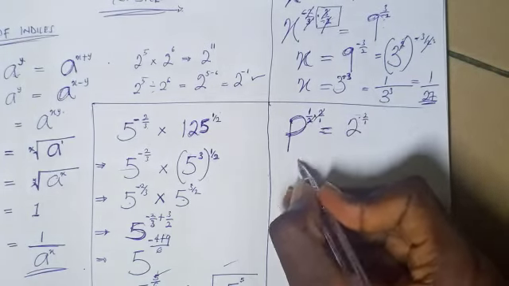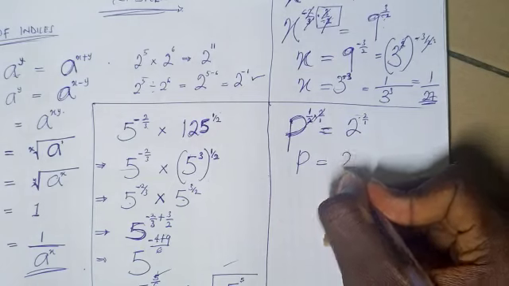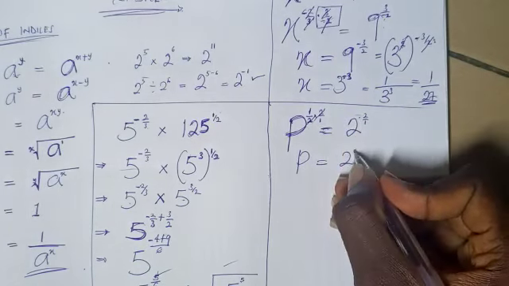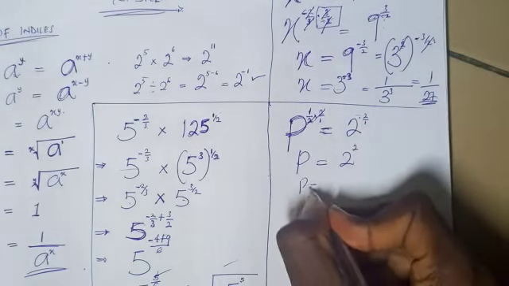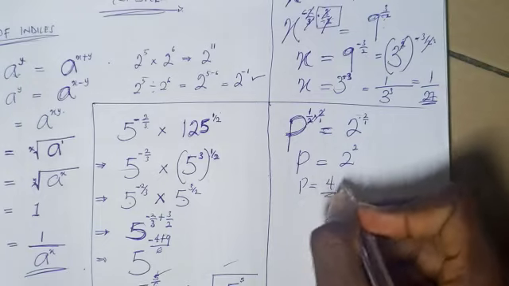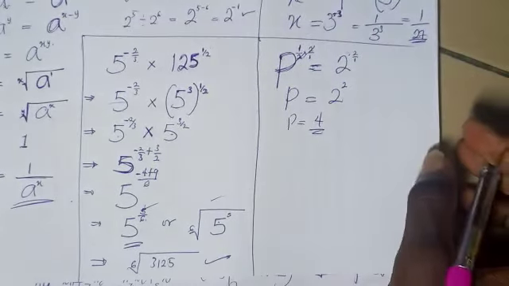So these two cancel these two. Whatever I have left is p. Then I have 2 raised to the power of, 2 over 1 is 2. So I have p equals what? 2 squared is what? It is 4. So this one is very simple. All these kinds of simple questions.